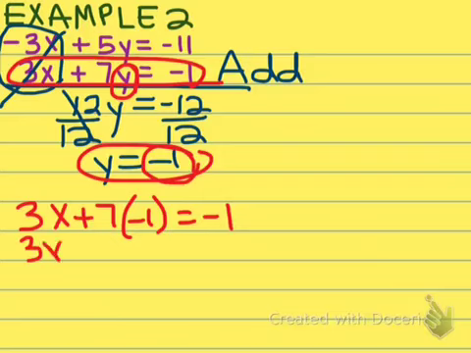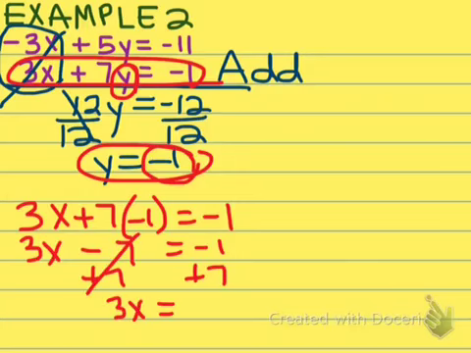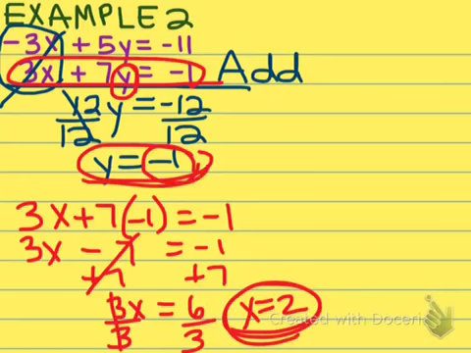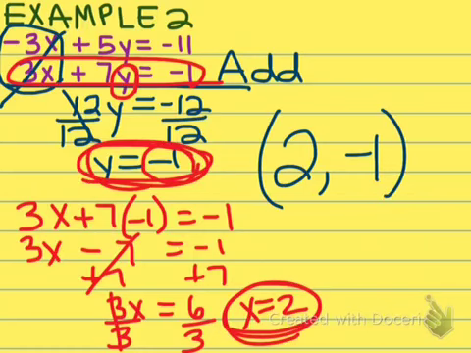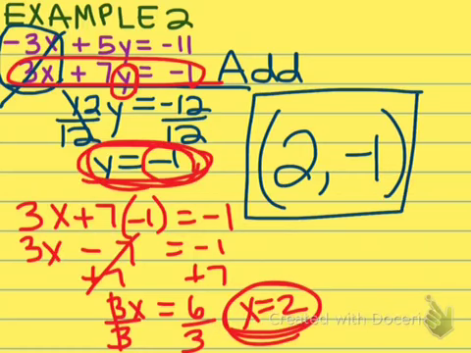So 3x, 7 times -1 is -7. I need to add 7 to both sides. And we'll get 3x equals 6. Divide both sides by 3 to find out that x is 2. So I have the x, I have the y, so I'm going to write my answer x, comma, y: (2, -1). That is the answer to that system, the solution.